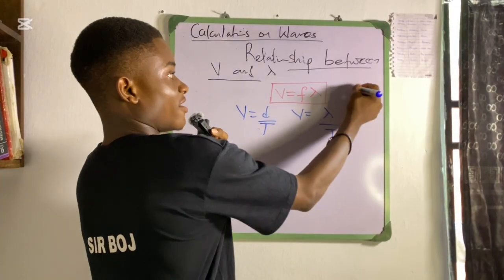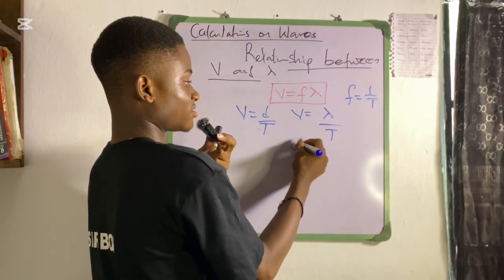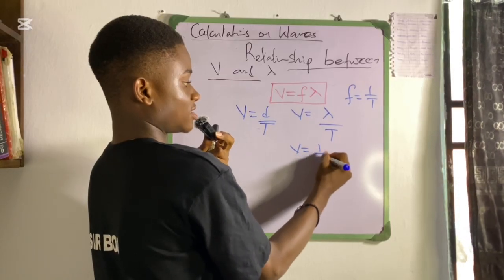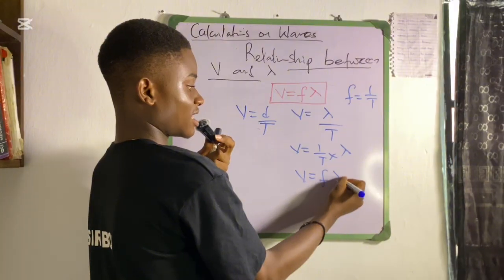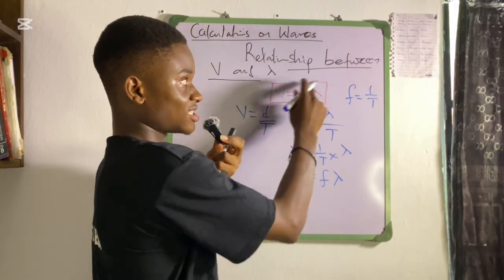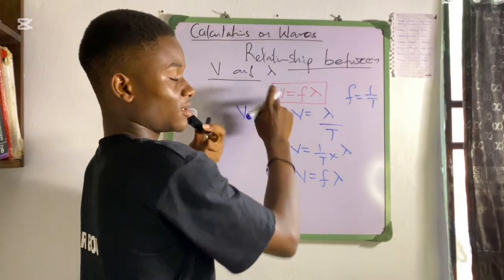From the basic understanding of waves, we know that frequency is equal to 1 over period. So here we have that V is equal to 1 over T times lambda. So V is equal to F lambda. So that's how we derive this relationship between V and lambda.